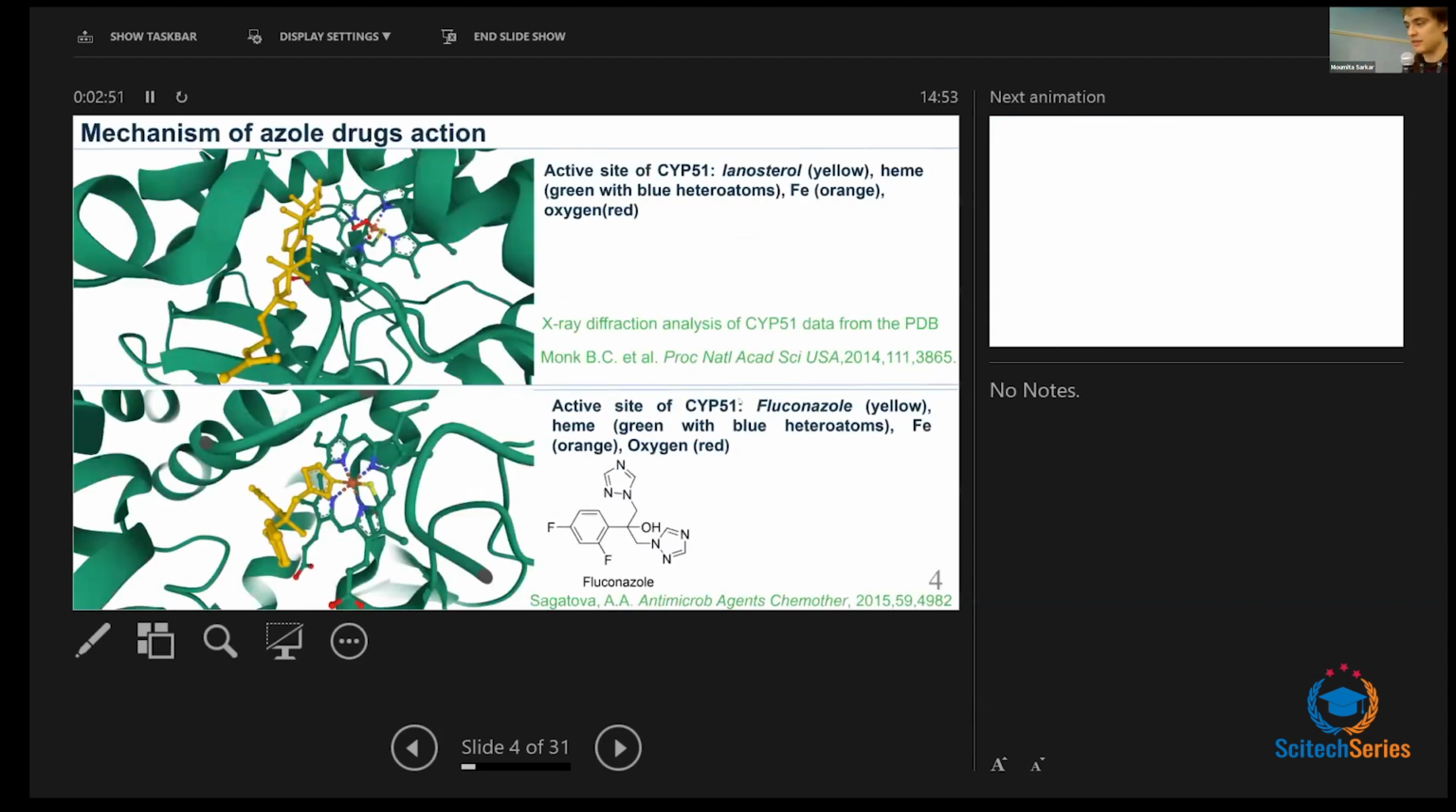For example, in protein data bank, you can find a lot of structures of proteins. For example, active site of CYP51 with lanosterol. Heme, it's yellow lanosterol, blue heteroatoms of heme, green, orange is ferrum, and oxygen is red. It's obvious process in our cells of fungi, but if you will block this stage, for example, by fluconazole, we stop this process and kill some fungi cells.